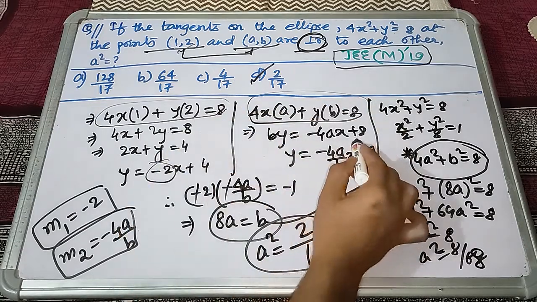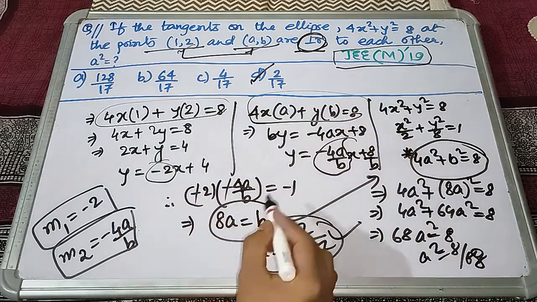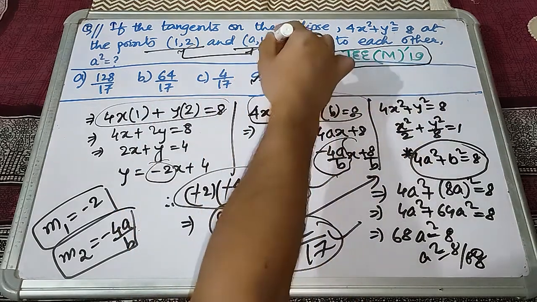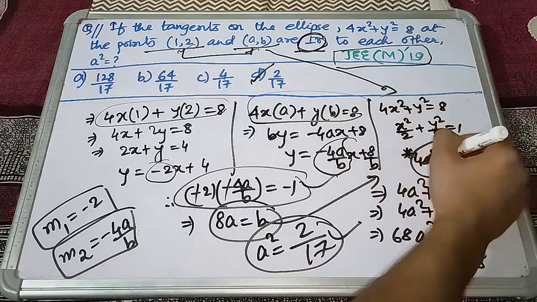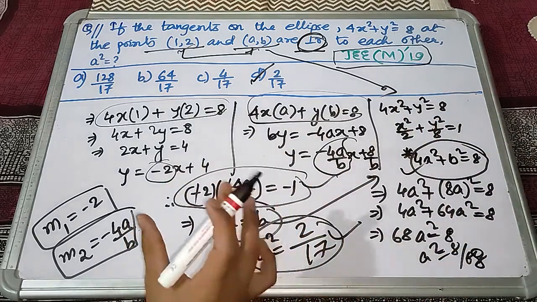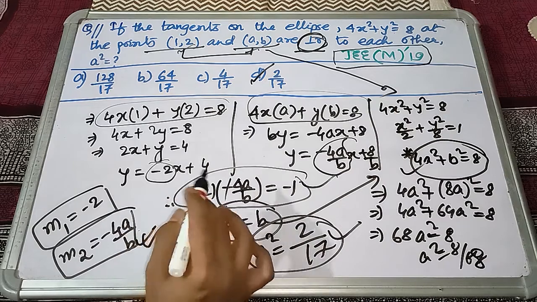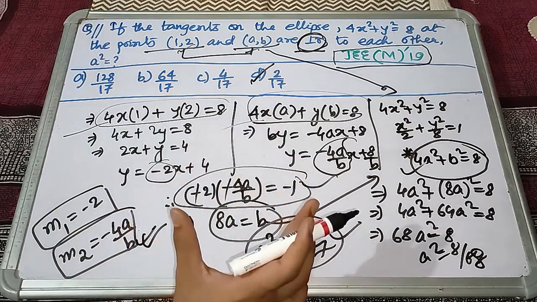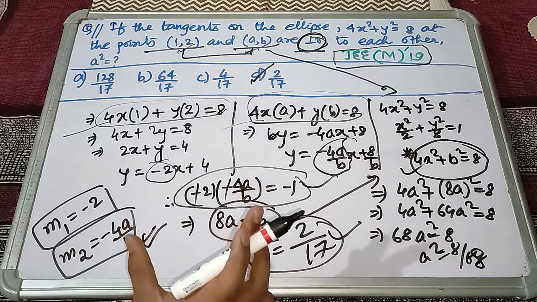From that we got the slope, multiplied them, equated to minus 1. Find another relation using this point over this curve. Solve both the equations, get the answer. So you can see how this basic concept was also used, and how the concept of tangent over ellipse was also used. So this was quite a good question, and a question to practice.